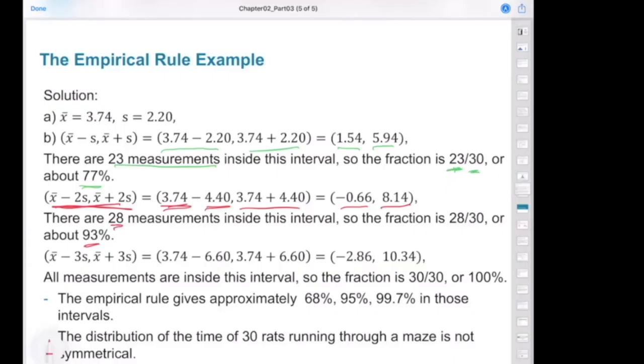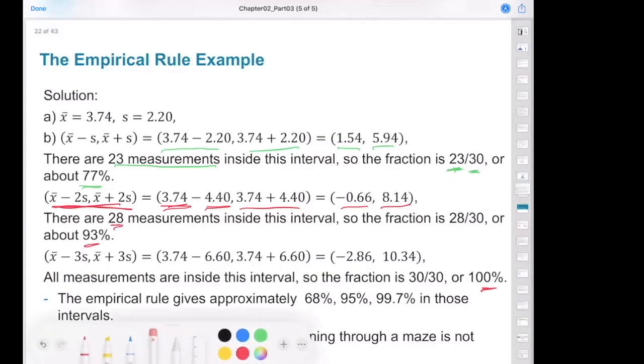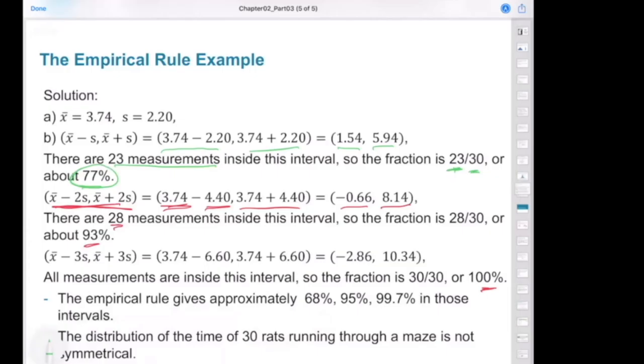Same thing for the third one. Of course, in the third one, you will find all the data within this range, so it's approximately 100% of the data. Now, compare these percentages, the 77, the 93, and the 100, with the empirical rule.